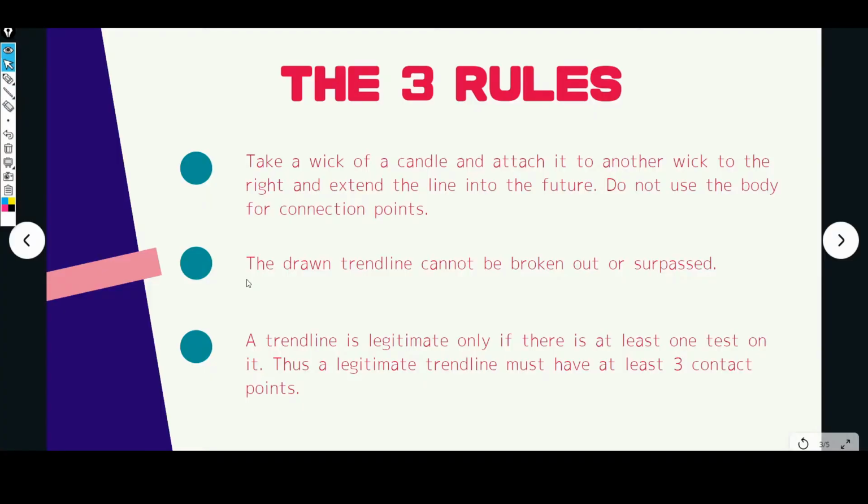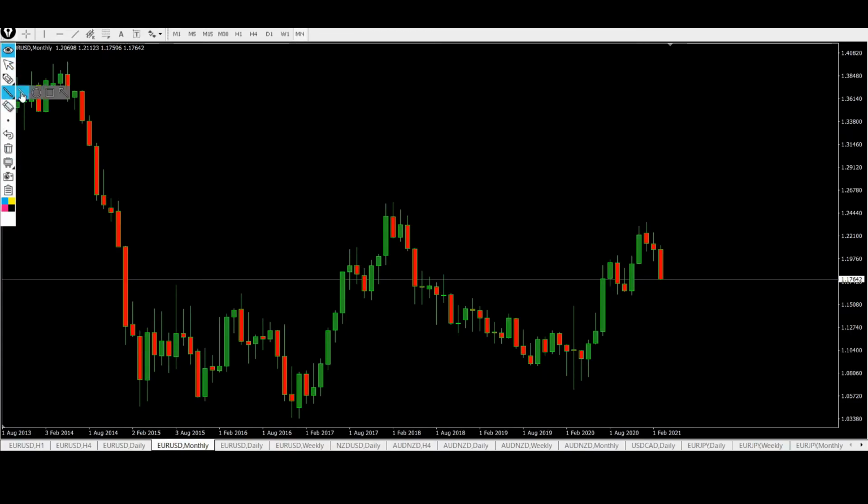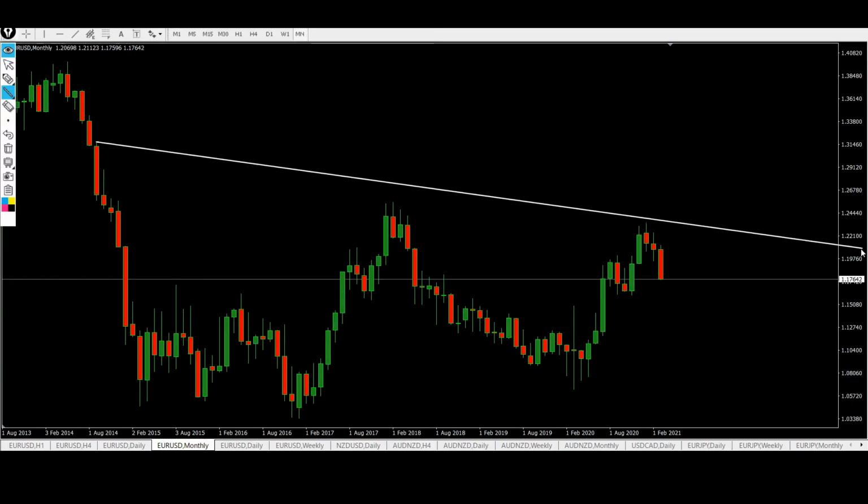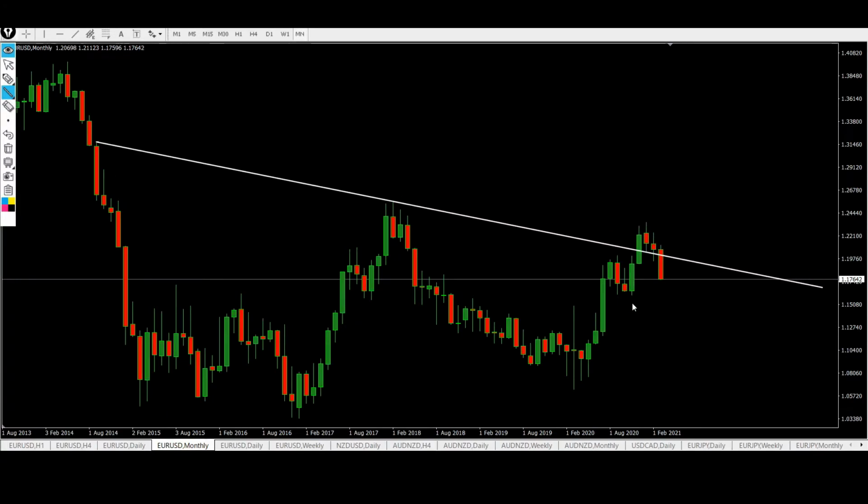Okay, let's keep going. We'll go on to the second step. The drawn trend line cannot be broken out or surpassed. First of all, a trend line cannot be broken out. So for example, if we drew a trend line from this wick of a candle to this wick right here, extended it out into the future, this trend line was broken out once right here. Thus, if price falls and comes right back up to this point, this trend line cannot be used as a legitimate resistance because it's been broken out once.